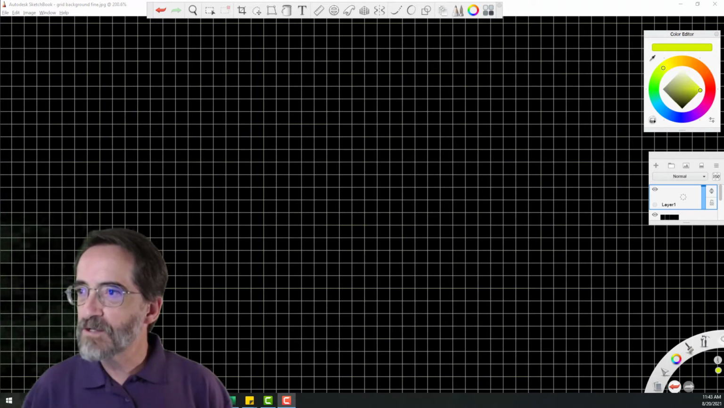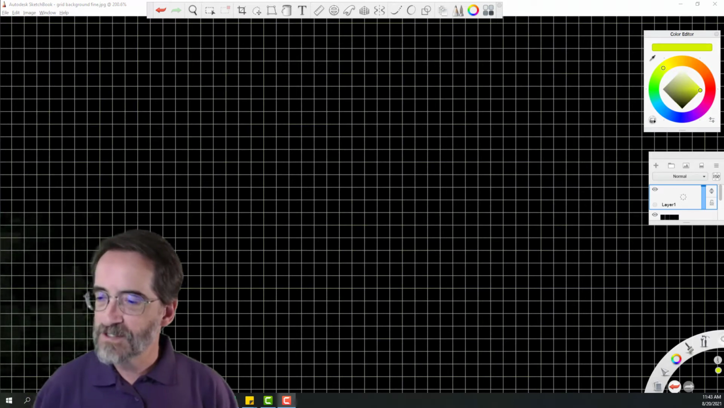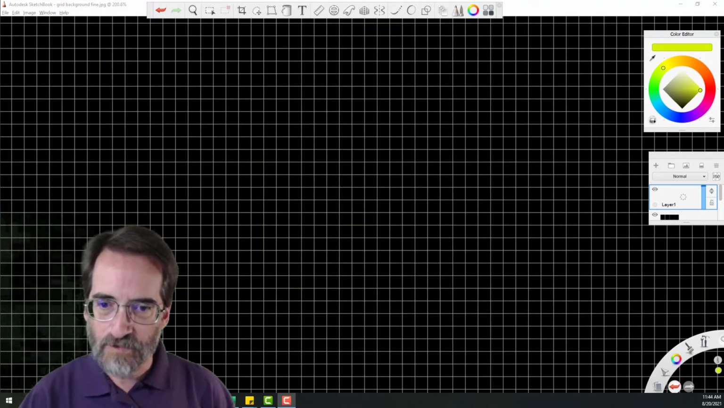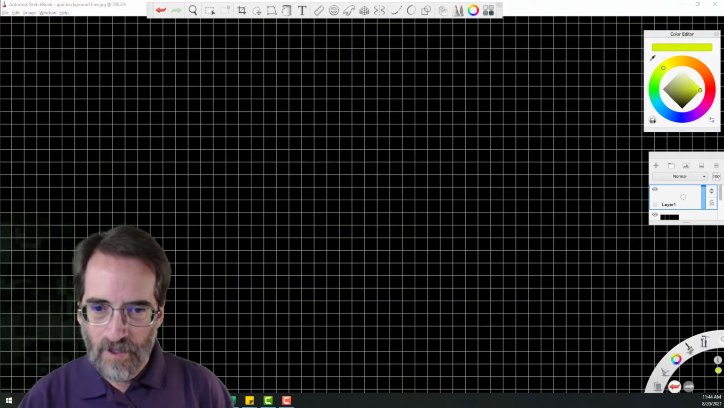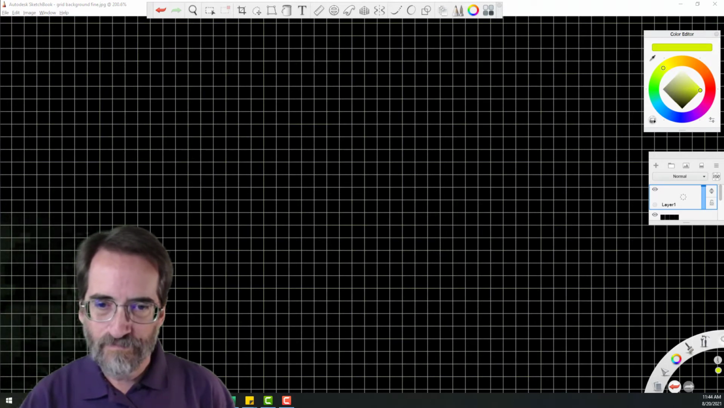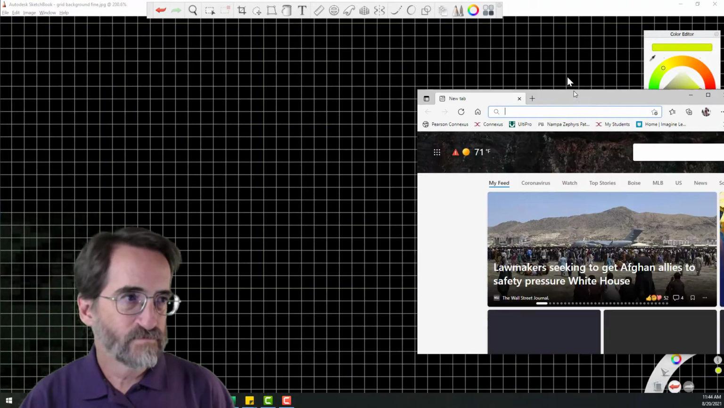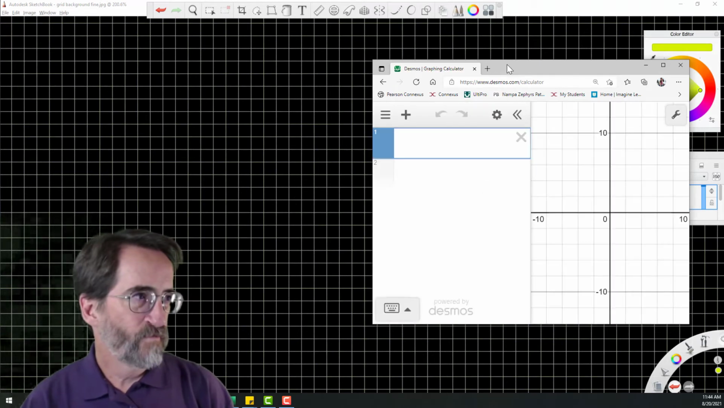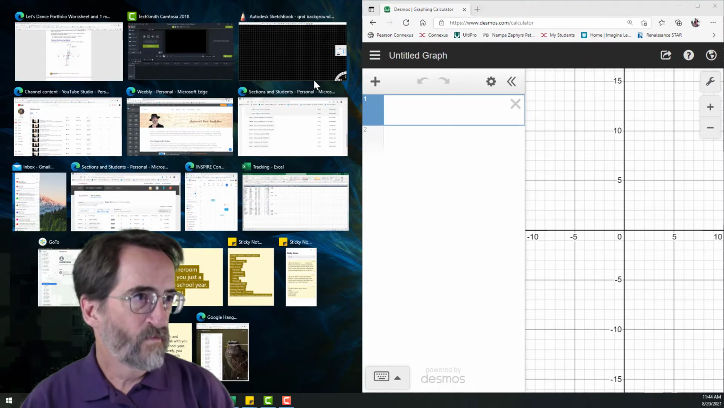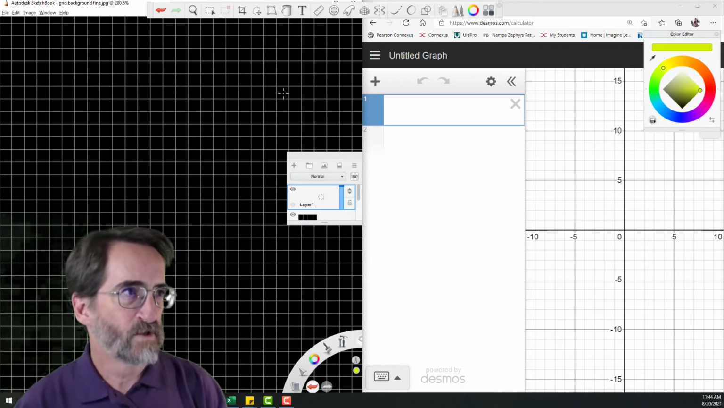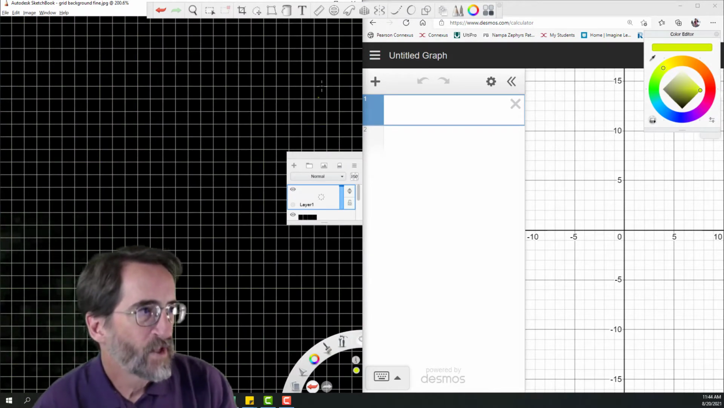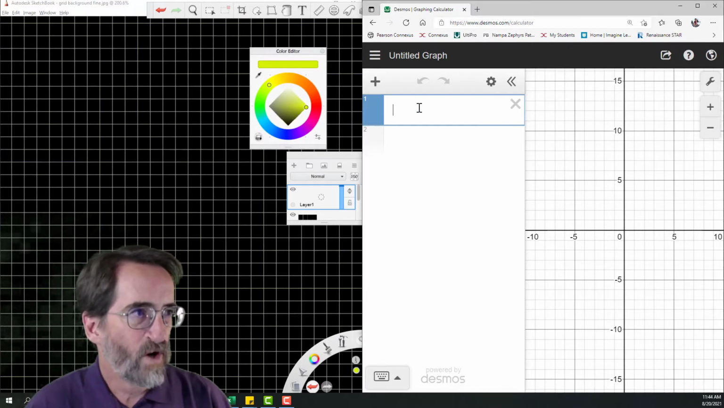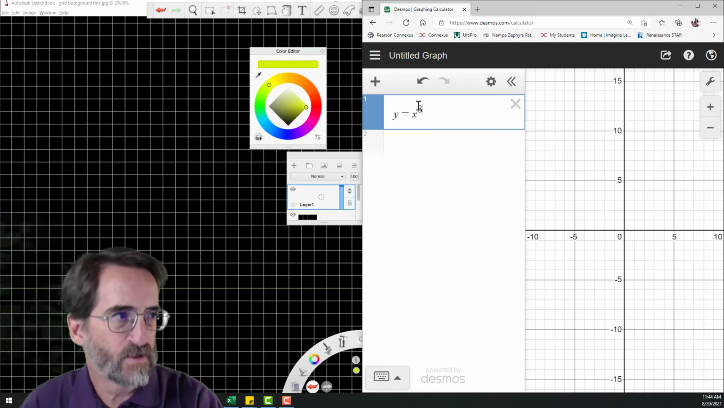It asks you to examine the graph of f of x equals x cubed. To examine that, I'm going to use Desmos. So let's pull up Desmos here, desmos.com/calculator. Okay, I'm going to put these screens side by side. All right, so let's examine the function y equals, or f of x equals, x cubed.